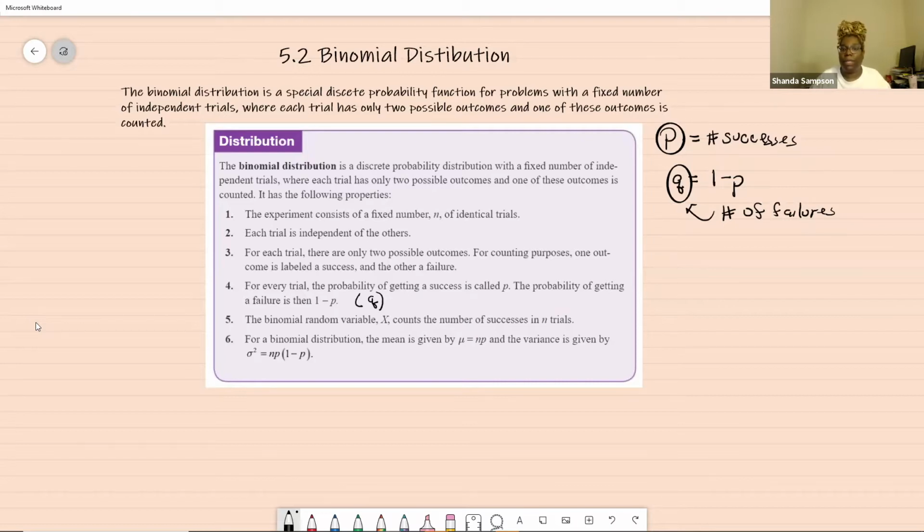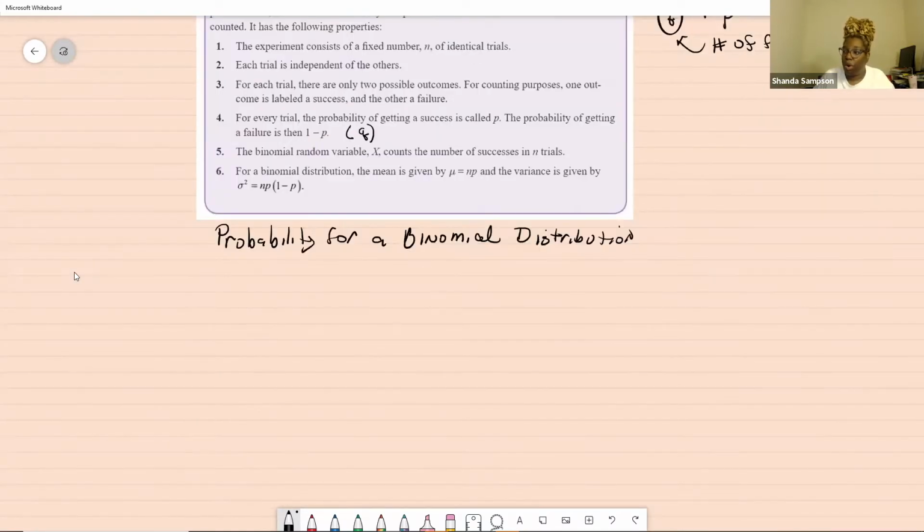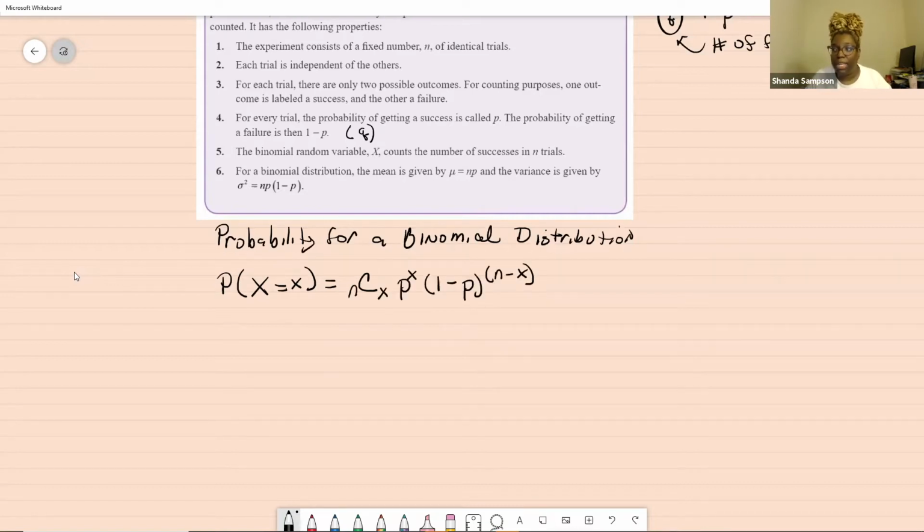What is the probability for a binomial distribution? Now, this is why we learned combinations from before. This is the formula. This is why we learned combinations. I'm just going to show you the formula. We will not be using the formula, but just to show you what it looks like, this is actually a combination formula. We know n is the number of trials, p is the probability of getting a successful trial, and x is the number of successes that you have. So this is the formula, but we won't be using it.